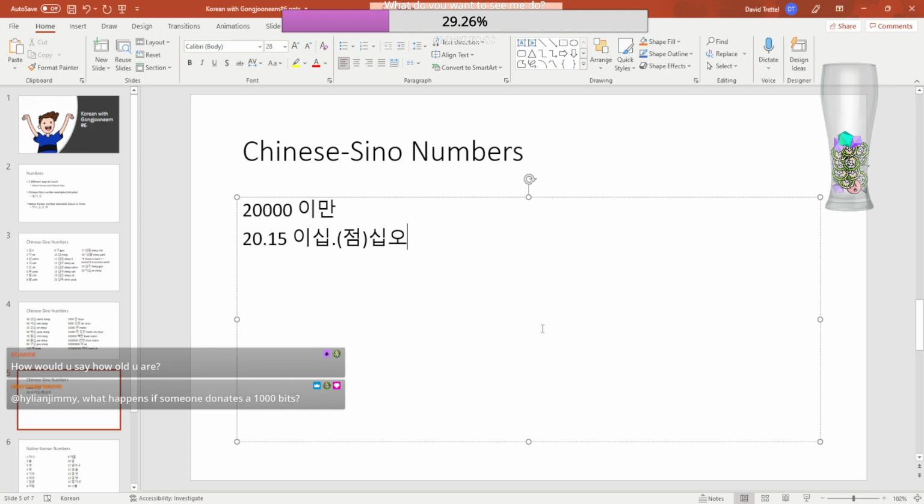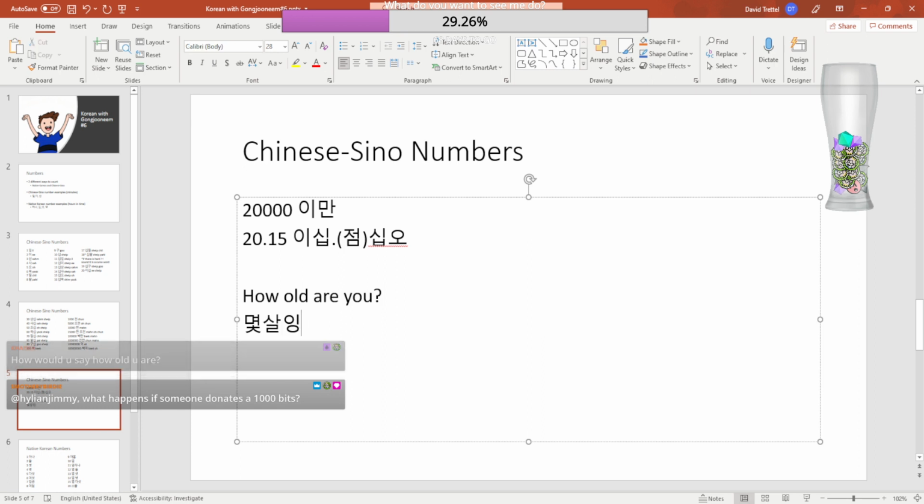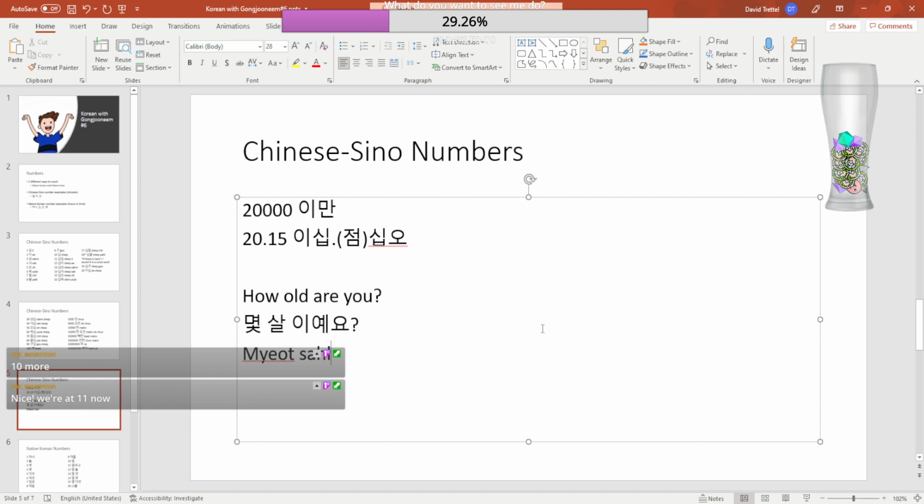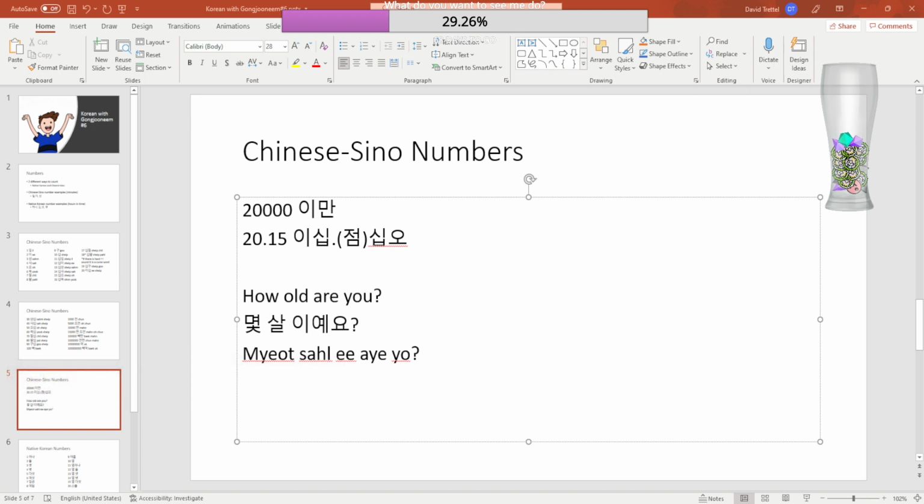So how would you say, how old are you? Okay. We've got, how old are you? 몇 살이에요? And when we answer this, we can actually just go into the numbers, right? We can just say like 24살이에요.